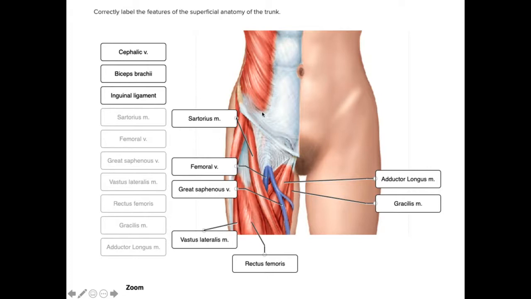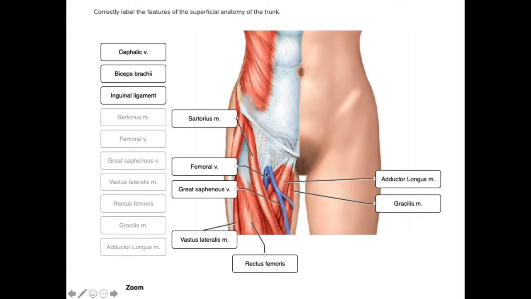More main structures of the lower portion. Here's the sartorius muscle, longest muscle in the body. Here are the adductors. There's the word AD. Adduction brings extremities towards the midline. Adduction means you're bringing something to the midline. So these muscles here, this one in particular is called the adductor longus. Second longest muscle in the body is the gracilis.